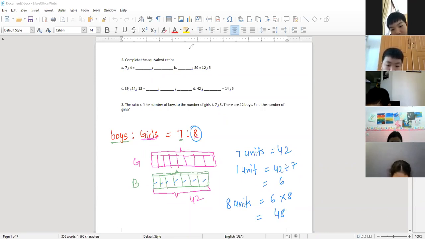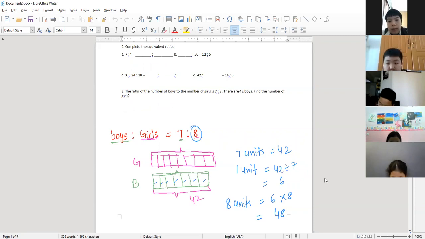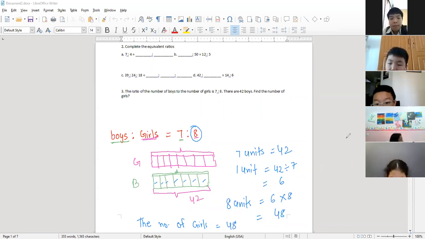48. Very good. So what you will write in the end, the answer? You will write the number of girls equals to 48. Okay. Is it clear to everyone? Okay. Now let's move to the next.